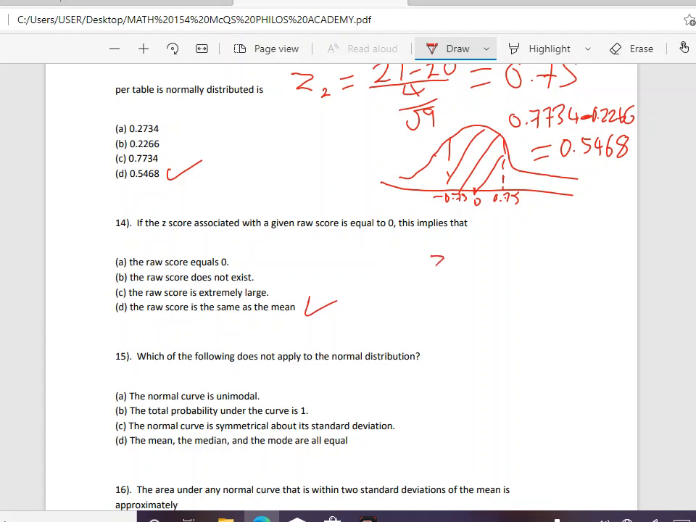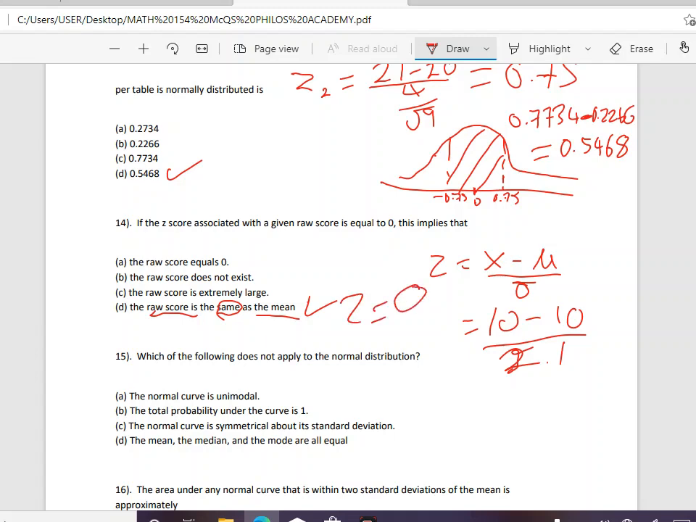Let's say z is equal to x minus mu divided by standard deviation. Let's assume x was, let's say, 10, and the mean too was 10, and the standard deviation is, let's say, 2.1. 10 minus 10 is 0, is it not? And 0 divided by any number is 0. So whenever you have a raw score which is the same as the mean, your z-score is going to be equal to 0. So the answer for this is D.